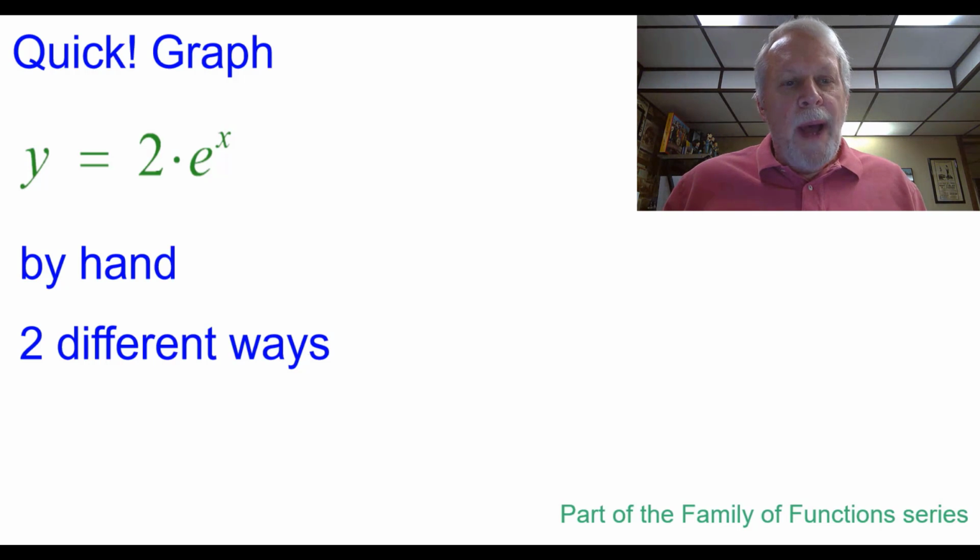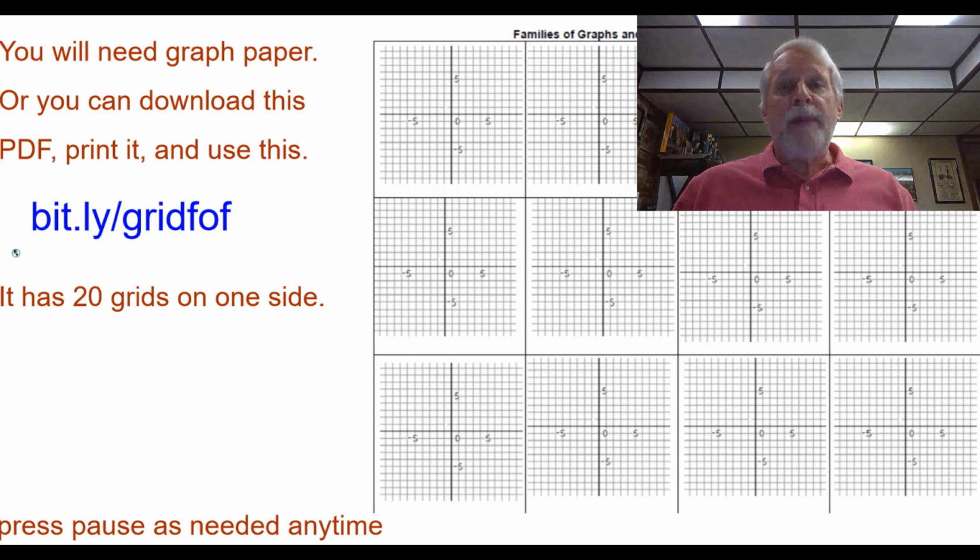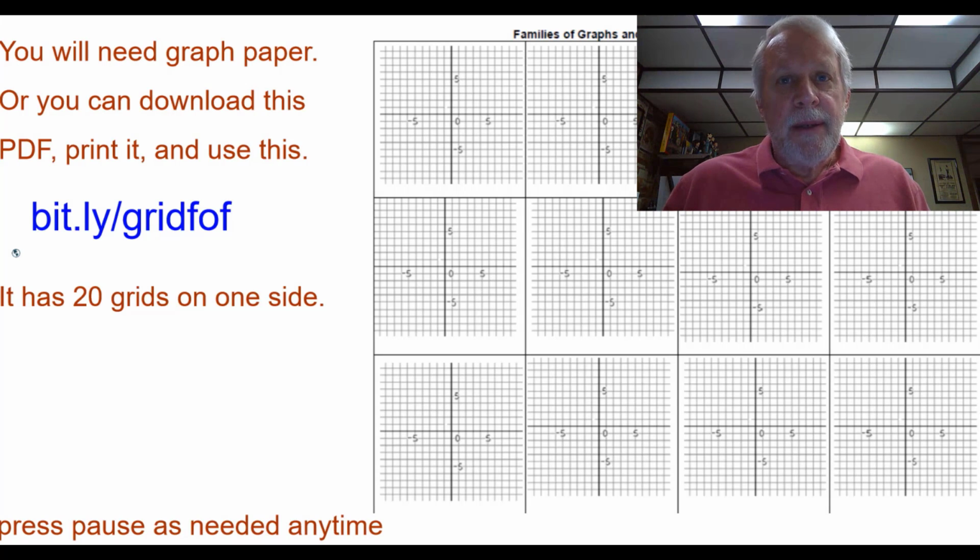Quick, graph y equals 2 times e to the x by hand 2 different ways. This is part of the Family of Functions series. You will need graph paper or download this PDF and print it. Press pause as needed anytime during this video.